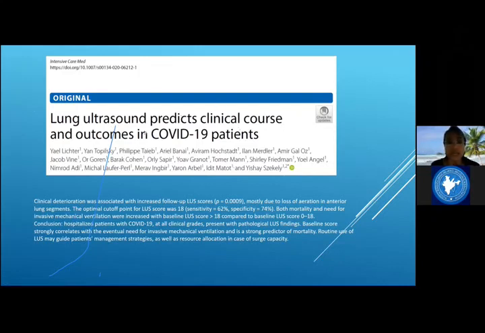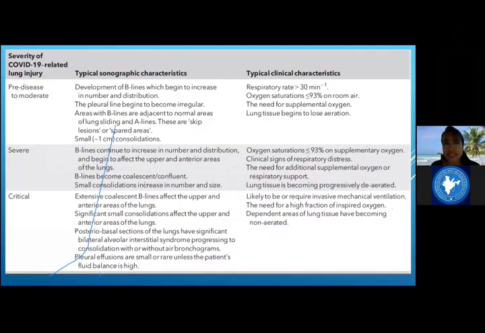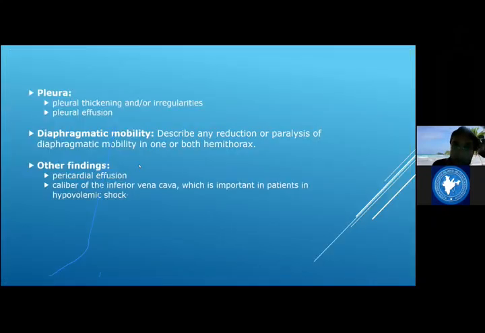So this is what they concluded in that study: if there are small B lines which are not confluent, the patient needs supplemental oxygenation. If the disease is severe, that is, if the B lines become confluent and small consolidations appear, the patient may need NIV. And if there are extensive coalescent B lines and large consolidation, the patient anyway needs mechanical ventilation. So that is how they manage the patient according to the lung ultrasound findings. We can also look at the pleura, diaphragmatic mobility, and other findings in lung ultrasound. Out of which the caliber of the inferior vena cava is also very important, because the patient may be going into hypovolemic shock. So that is about the lung ultrasound.